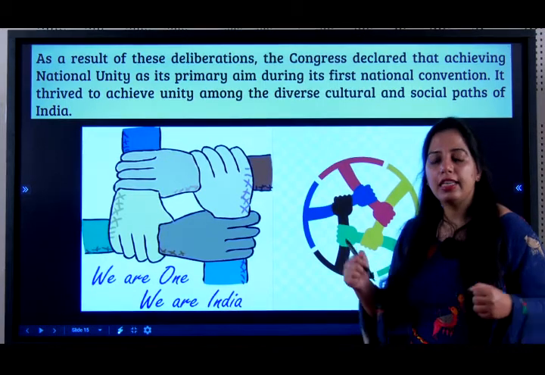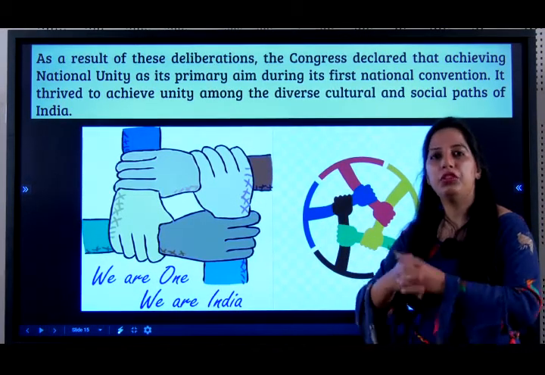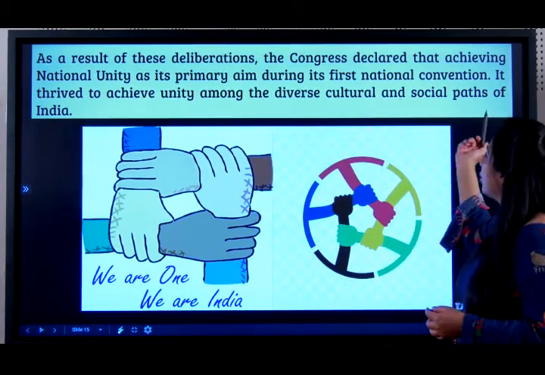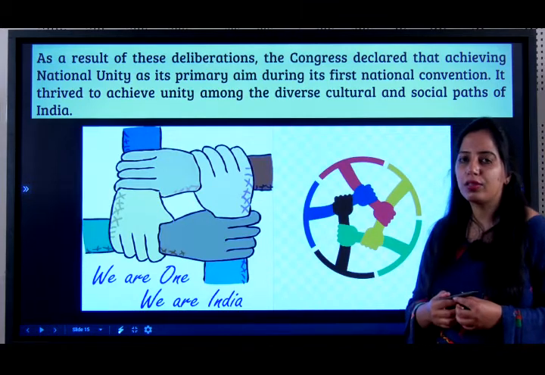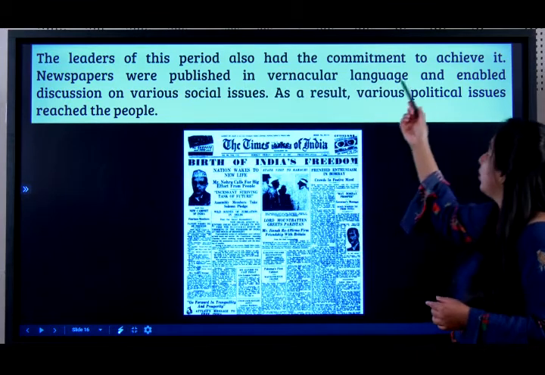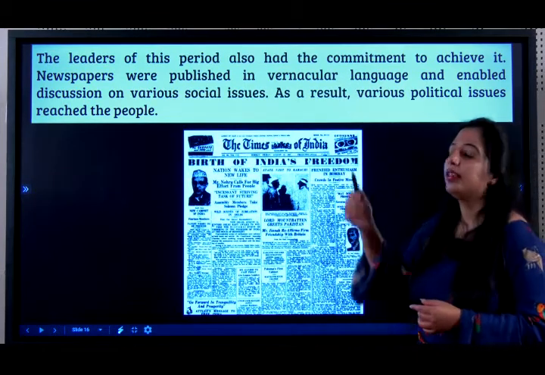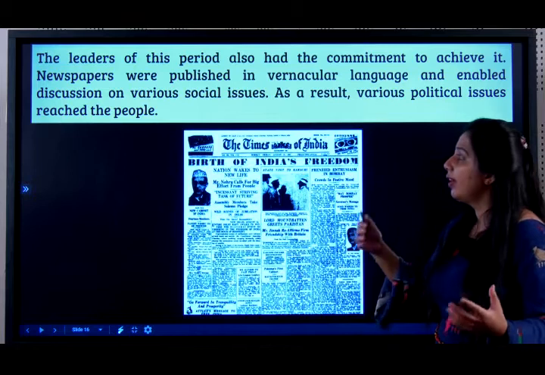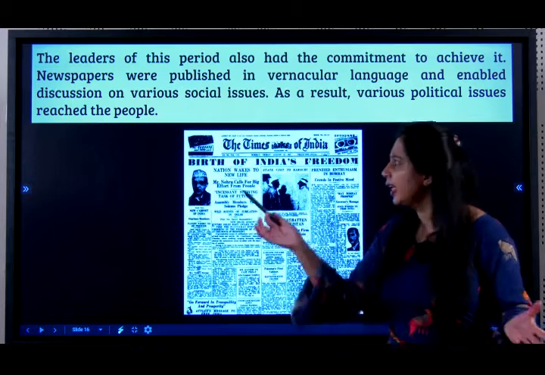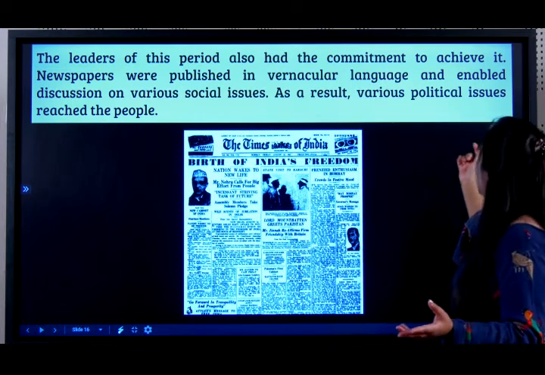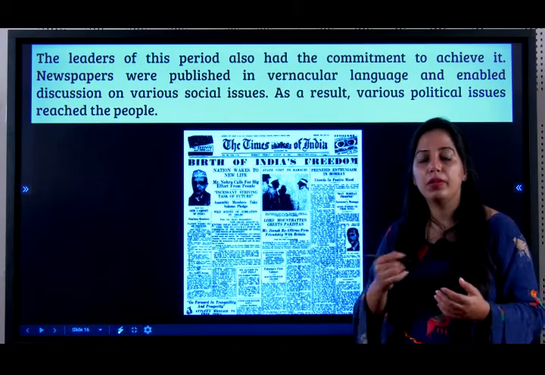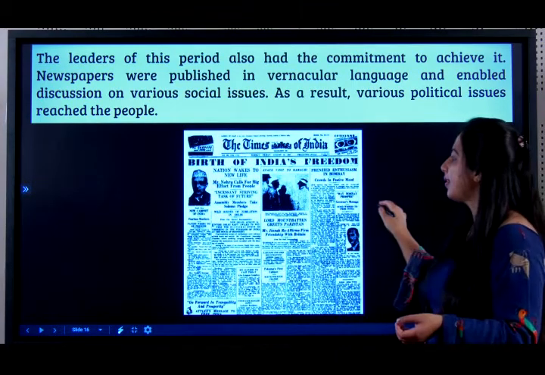So they decided that we just want everyone to become united. They tried to achieve this unity among the diverse cultural and social parts of India. The leaders of this period had to commit to achieve it. The newspapers they published in vernacular languages enabled people to come out and discuss on various social issues. As a result, all of these political issues reached people because of the vernacular press.